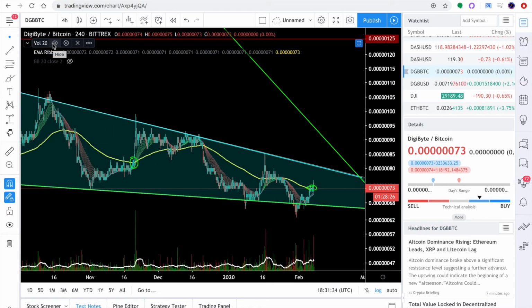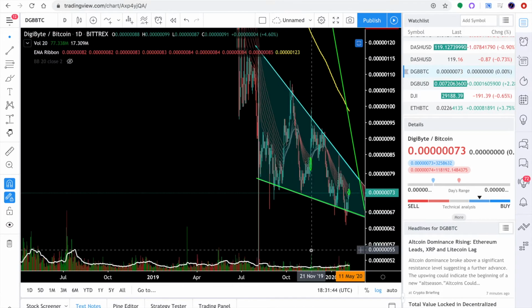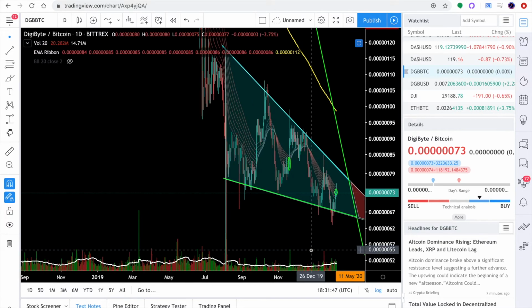Let's see how the volume looks. So volume's definitely picking back up on the 4-hour. The daily, still pretty flat.